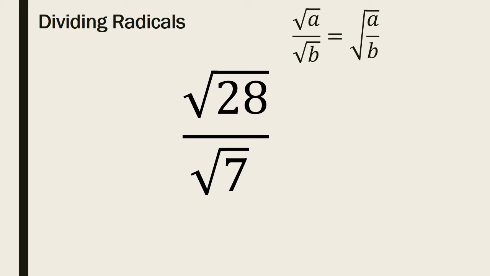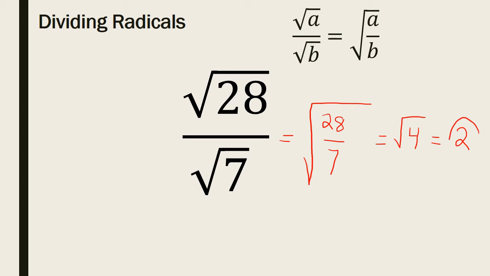We have radical 28 divided by radical 7. That means that these two radicals can be written into just one radical, where I have a big radical with 28 divided by 7 inside. I know that 28 divided by 7 is 4. That means I'm going to end up with radical 4. I know that the square root of 4 is 2. So 2 is the final answer.